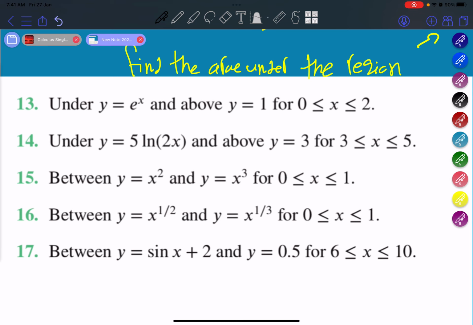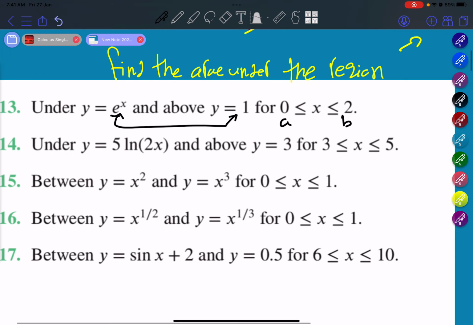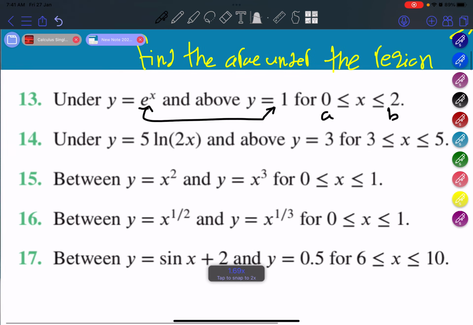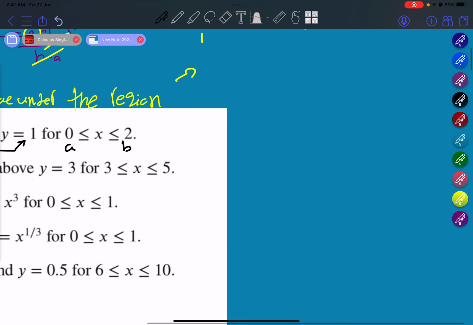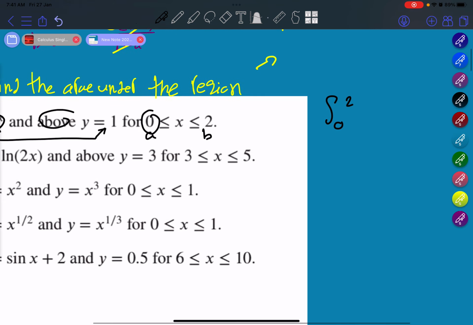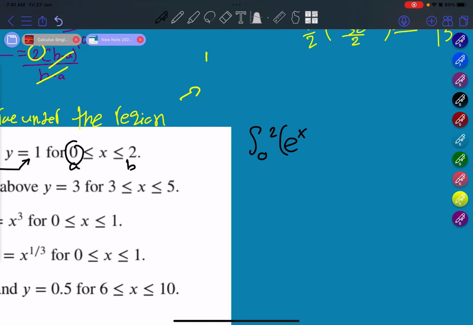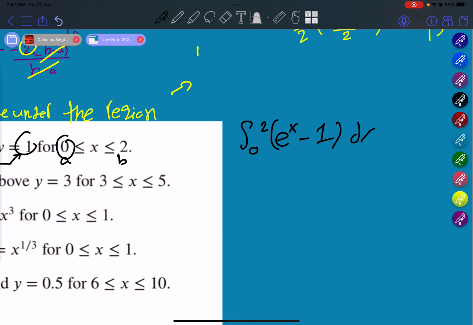In order to solve this question, we have our interval. This is A, this is B. We have our two functions, and in order to find the area under the region, we will subtract to find the difference between them, because we have one under, one above, or here between. So let's begin solving. Let's write here integral notation. So 0 to 2, and then let's write our first function, which is e power x, minus our second function, which is 1, and then dx.